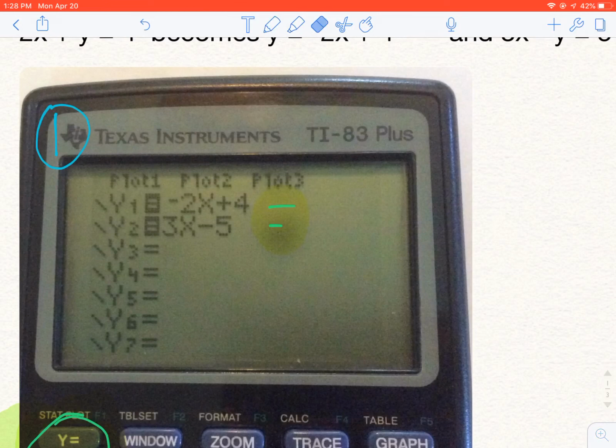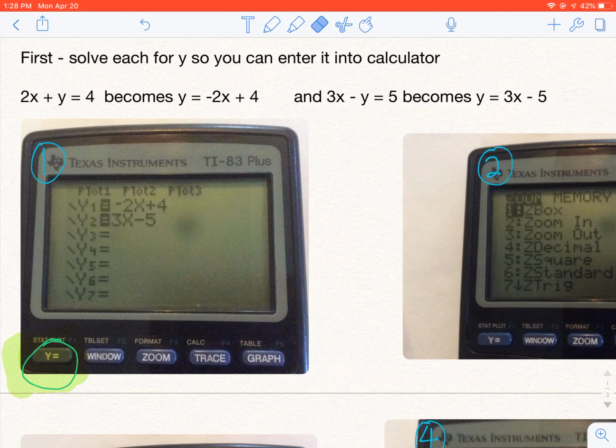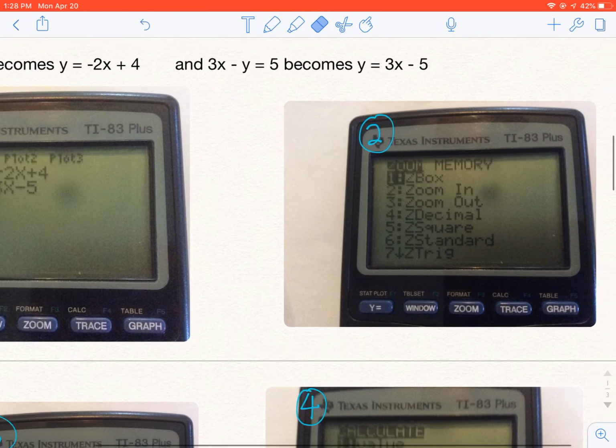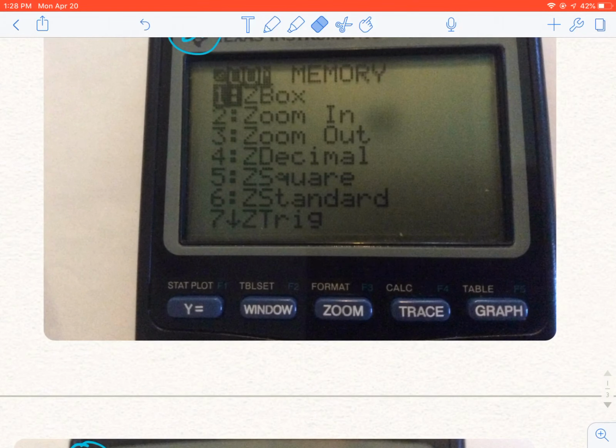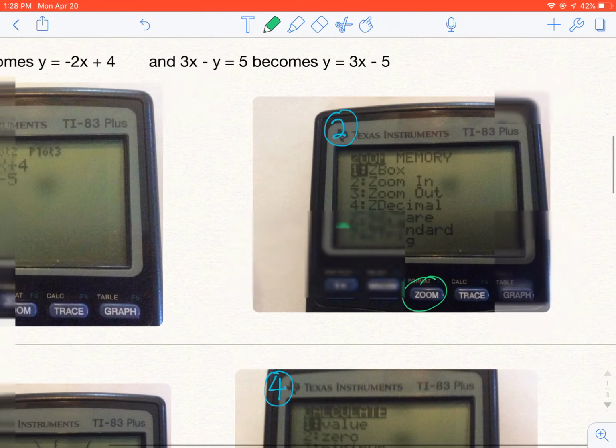Now, if I've been fooling around with my calculator, my window may be kind of funky, so I often use the zoom button. I hit zoom and then I do number 6 and I do zoom standard. Zoom standard is a 10 by 10 by 10 by 10, so it goes from positive 10 to negative 10 on both x's and y's. So if I'm not sure, if I want to restart everything, I make sure that I start at zoom standard. And then it automatically graphs it for me.